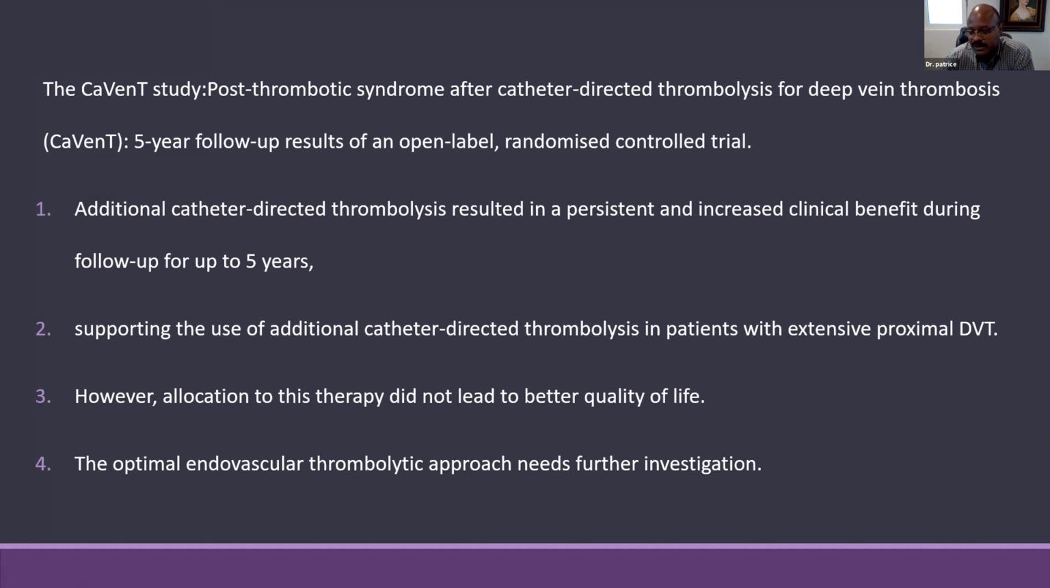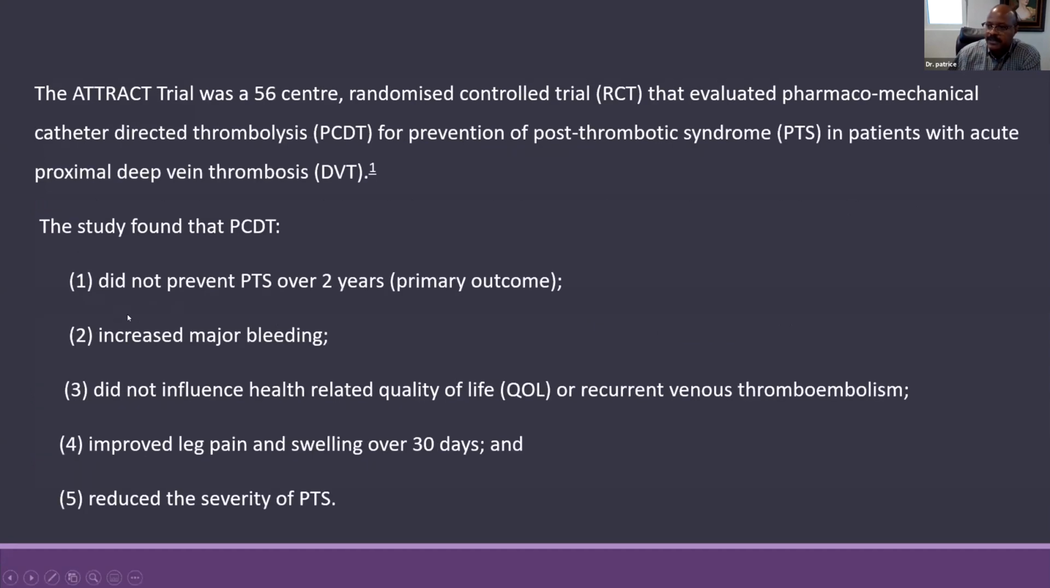That's an issue. But when you go deep into the trial design, there was already a flaw in the trial, and there was a lot of bias. That's the problem of designing a trial when your sample size is too small. The conclusion was that the optimal endovascular thrombolytic approach needs further investigation. Then the ATTRACT trial came in, which was supposed to answer most of the questions.